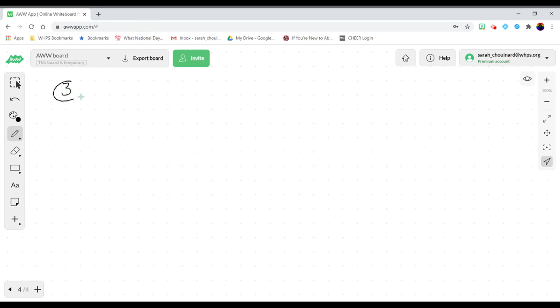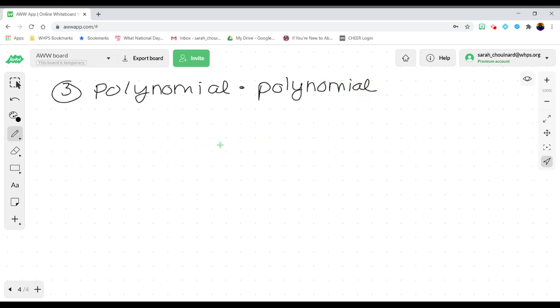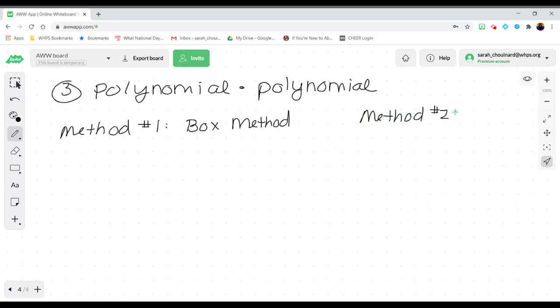So then the last combination is if we do a multi-term polynomial times another polynomial. So two things with multiple terms. I'm going to show you two ways. So method 1 is called box method. And then method number 2 is using the distributive property. And I also sometimes call this mailman property, and I'll show you why in a moment. Mailman method.